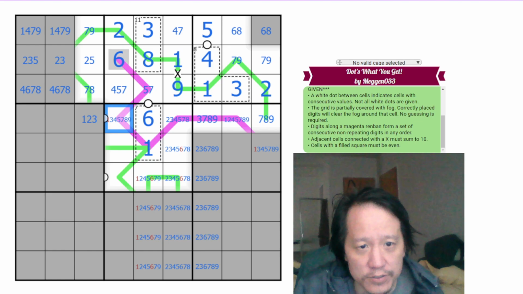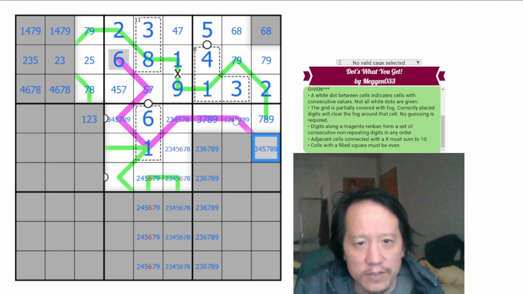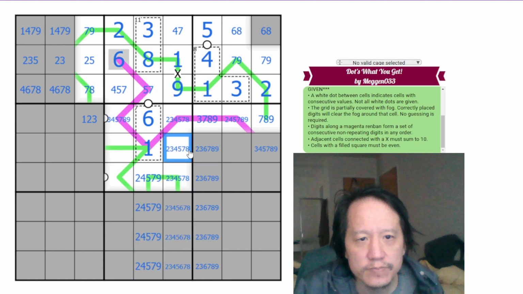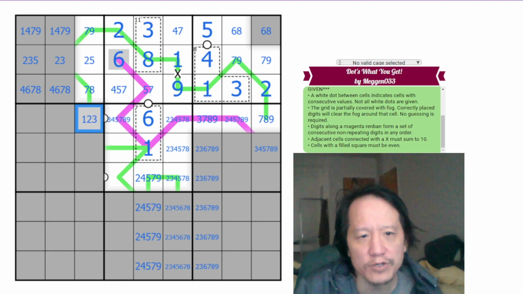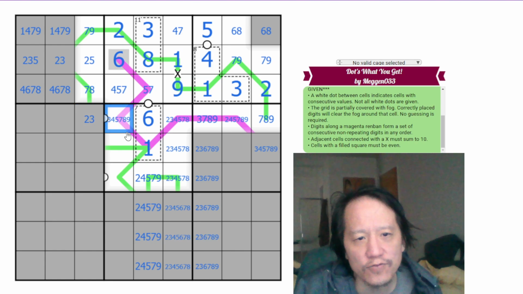That's a 1-2 ratio, so that can't be 1. That eliminates 1 from a lot of things. This can't be 1. This can't be 1. The 6s cannot be here. Okay, so these are consecutive, and this has to be 2 or 3, and that's with 3 or 4. So it cannot be 5, 7, 8, and 9.